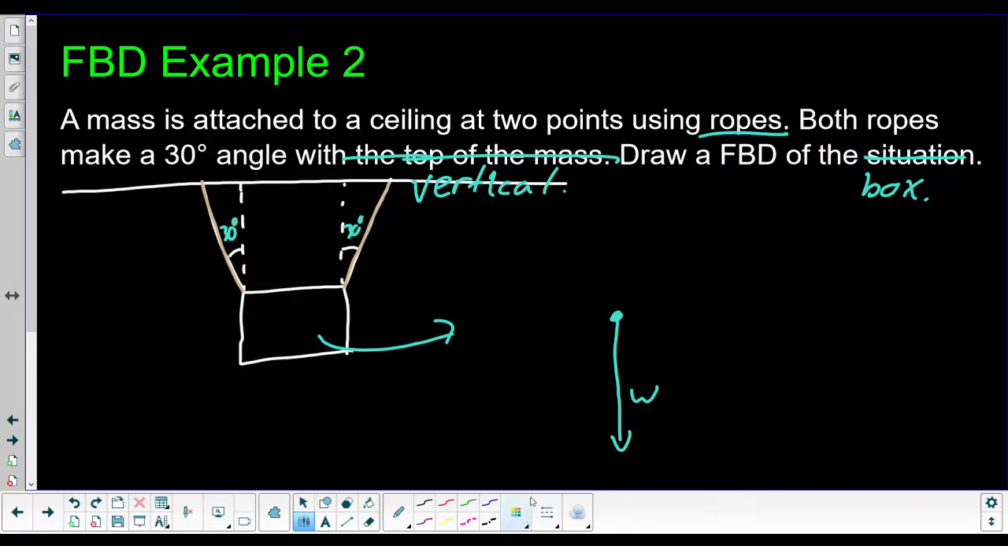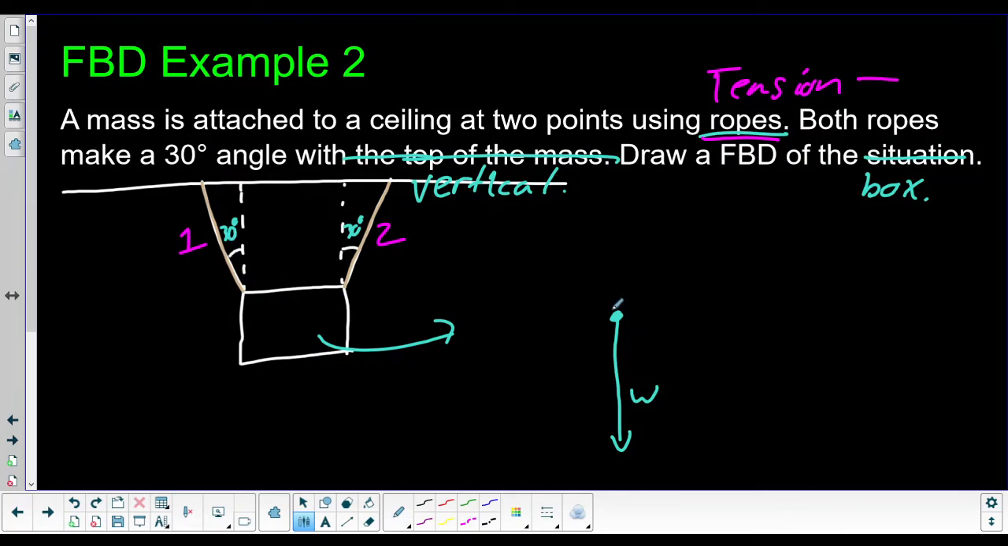acting on our object. So for this one, I'm going to call this rope 1 and this one rope 2, just so that I can keep them straight in my own head. It's important to label things. So this one, for ropes. Ropes apply tension. Tension has an S. And tension, we said, has to be parallel to the rope or the string that's applying it.